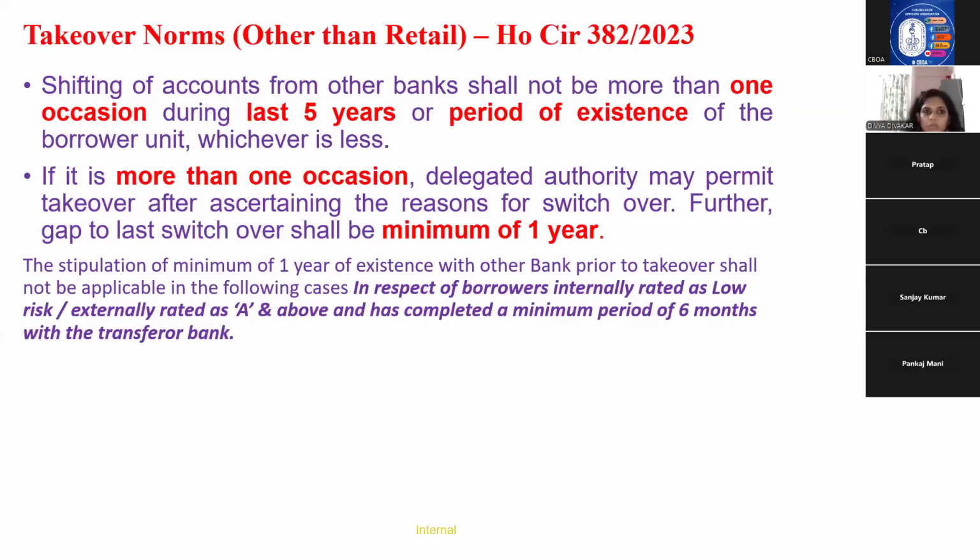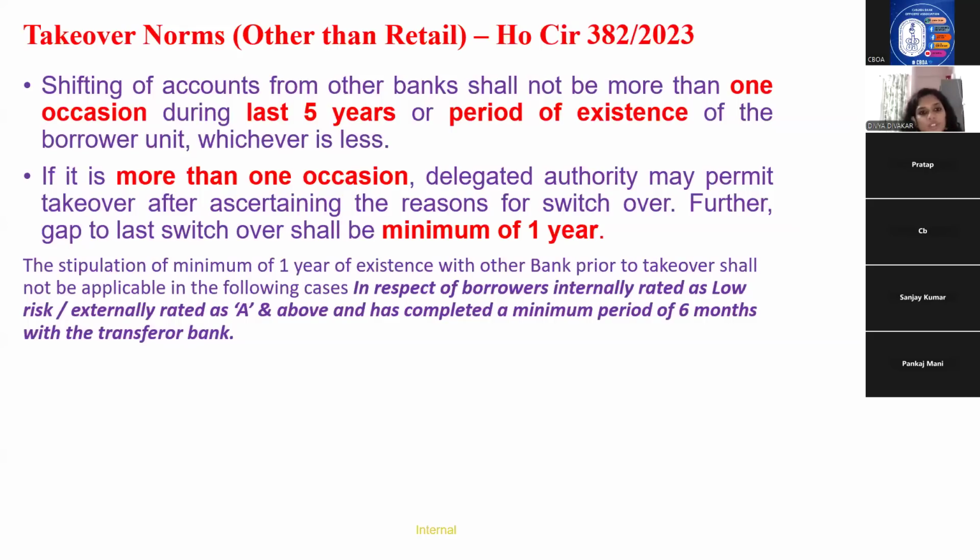Actually, in the past 5 years, shifting of accounts from other banks shall not be more than one occasion. If it is more than one occasion, the delegated sanctioning authority may permit by properly ascertaining the reason. Further, the gap to the last switchover should be minimum 1 year.